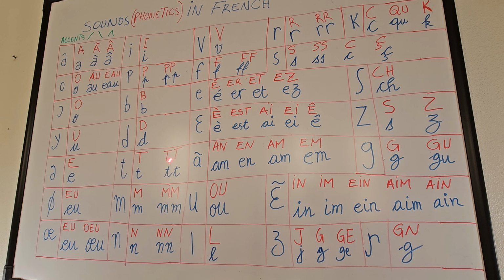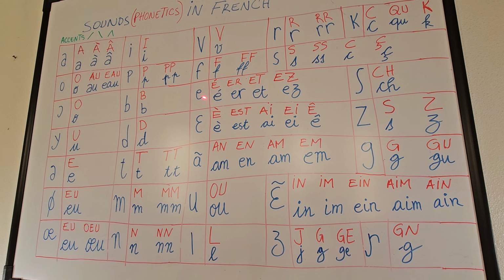Okay, we come to v. That's the sound v. And then here we have f. The sound is f. If it's one, it's f. If it's twice, it still sounds f.